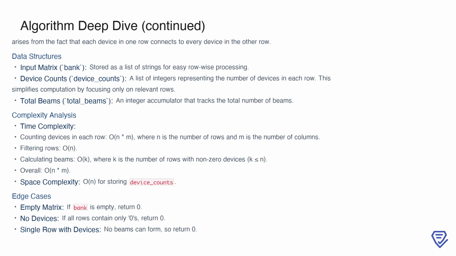The logic behind multiplying device counts stems from the fact that each device in one row can connect to every device in the other row. This ensures that we account for all possible connections between two rows.